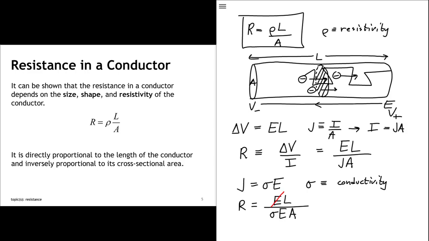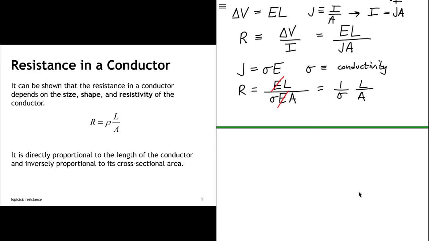Notice that the electric field in the numerator cancels with the electric field in the denominator. This gives us that resistance is equal to 1 over the conductivity times the ratio of the length of our conductor over its cross-sectional area. Look at what we have here. This quantity right here, 1 over the conductivity, let's define that as rho, resistivity. So we could say that resistivity is defined as 1 over the conductivity.